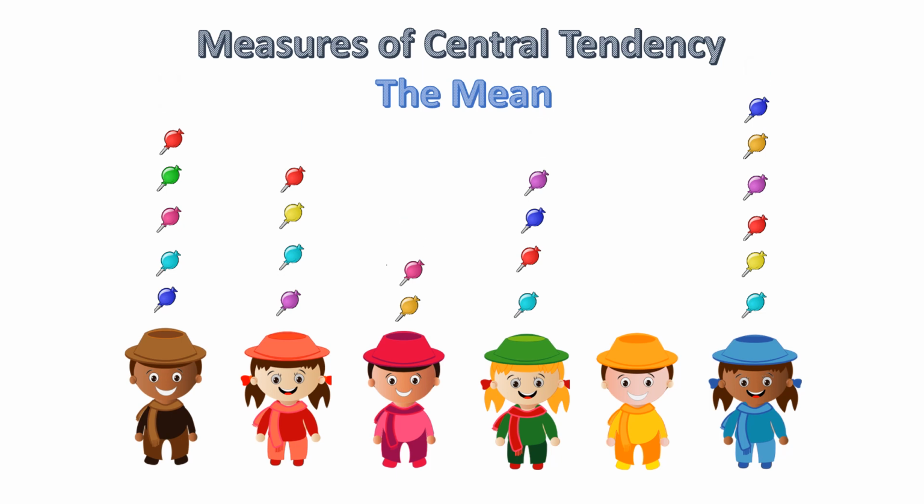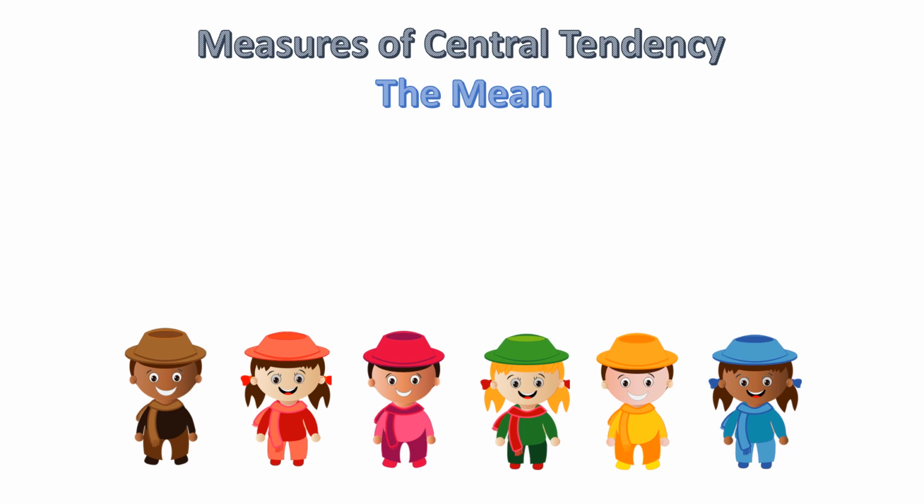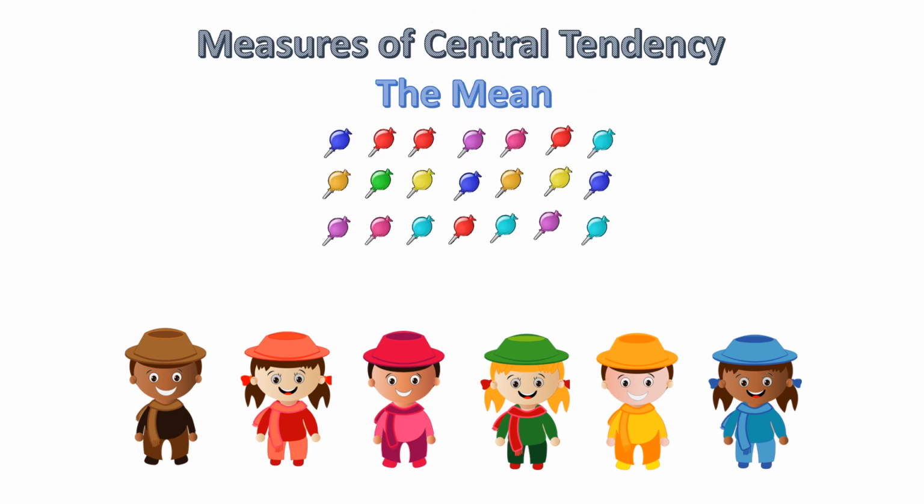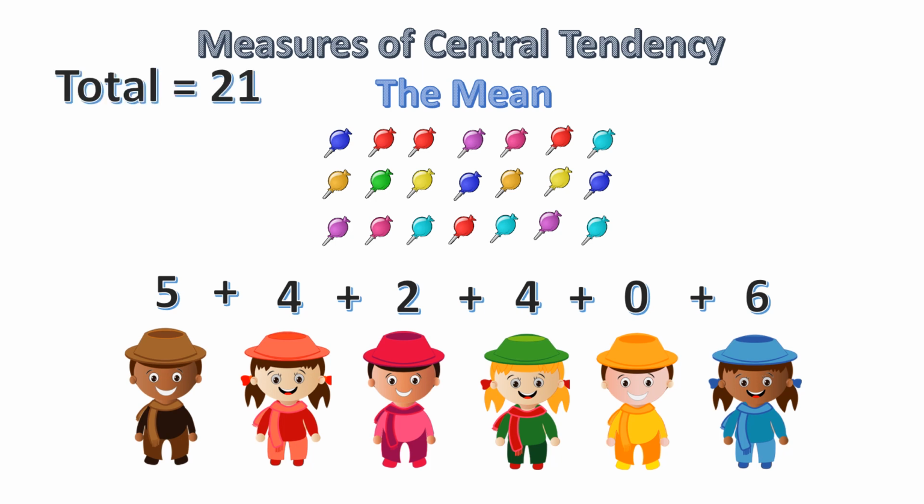So the way we calculate mean is we take all of the children's candy and we'll just dump it into one big pile. So we took everyone's candy and we just put it into a pile. That's really adding all of the numbers up. So if we add all of the candy up that each child brought, we get a total of 21 pieces. So that's the first step to finding mean, is you want to just put everything together or total it all up.